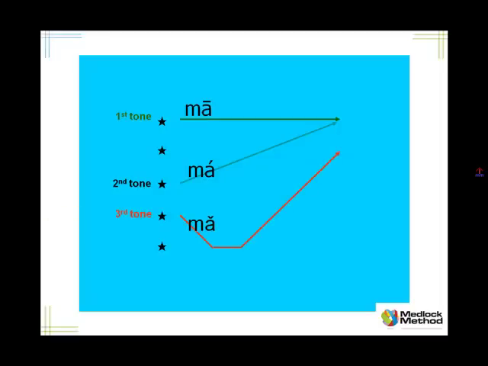Okay, and the fourth one, ma, it goes from here all the way down. Okay. Ma. Ma. Okay, you'll go now. Good. And what would the fifth tone sound like, Chalosha?